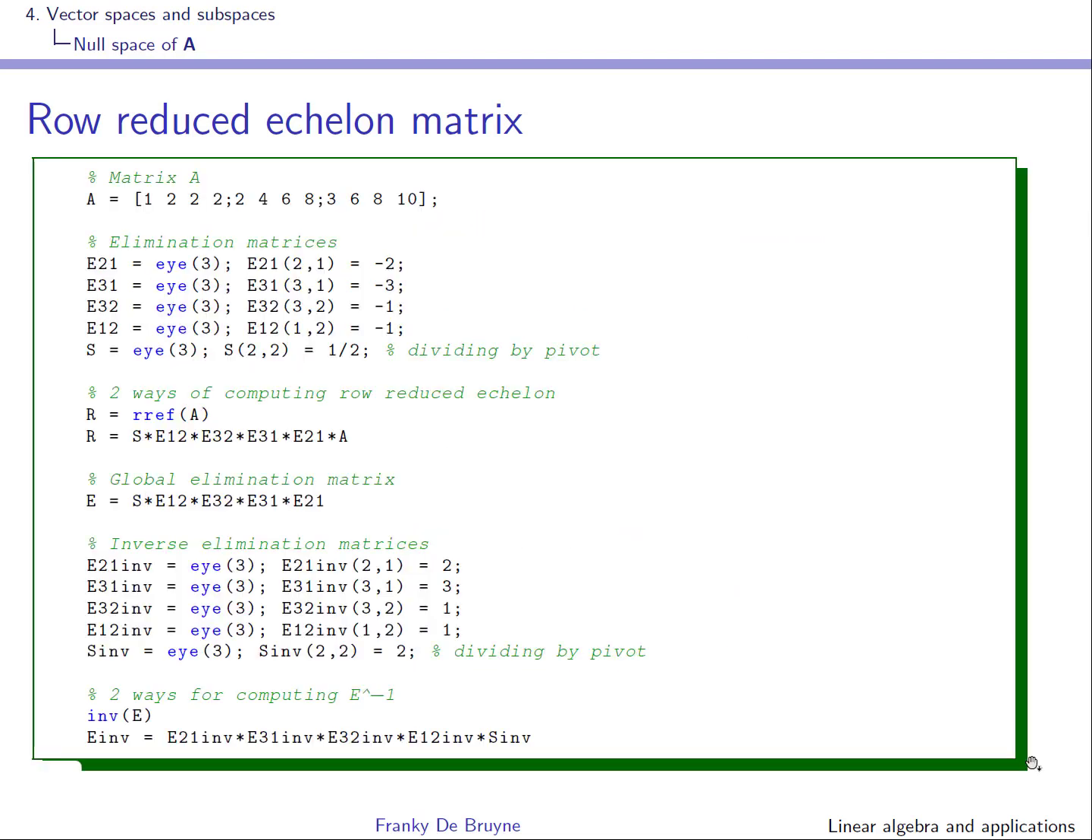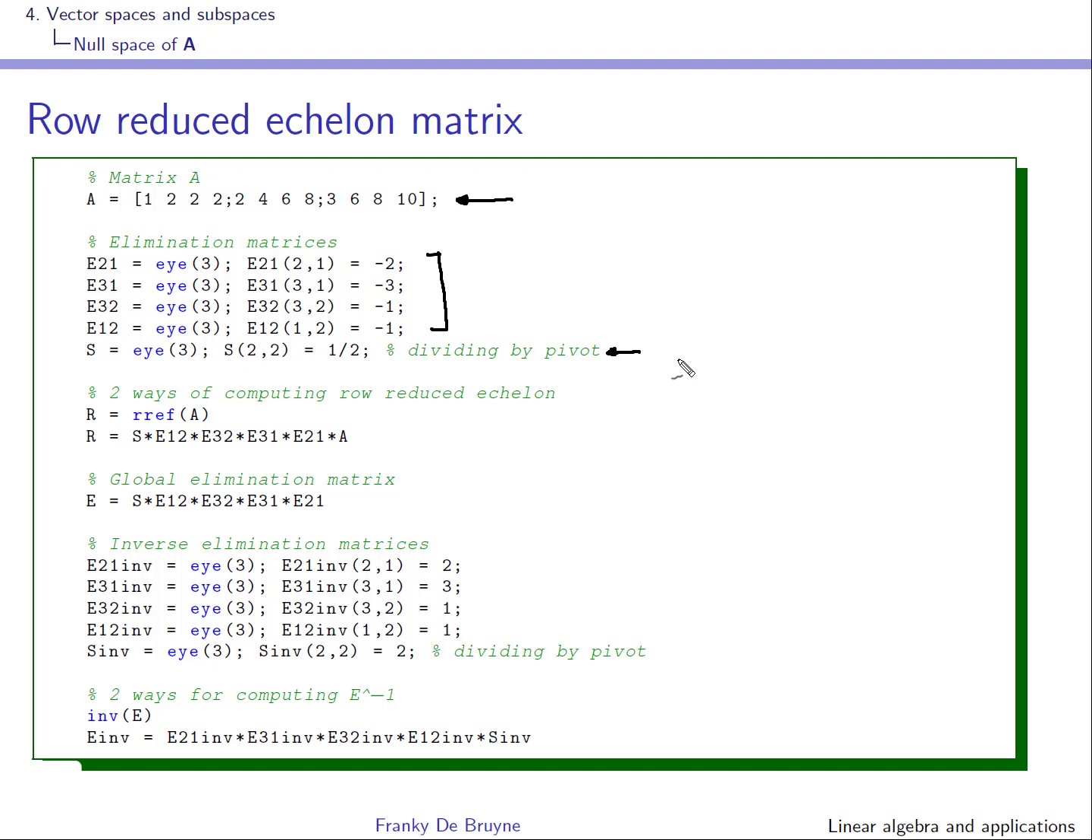Again, I urge you to work in MATLAB when you do exercises. First to check your results, but also to get a grip on how you should work in MATLAB and how you should work with elimination matrices. This matrix here is the one that we had used to compute the row reduced echelon form. We had done quite a few eliminations, and these eliminations are given over here. At some stage we also had to divide by the pivot, so this is done over here.